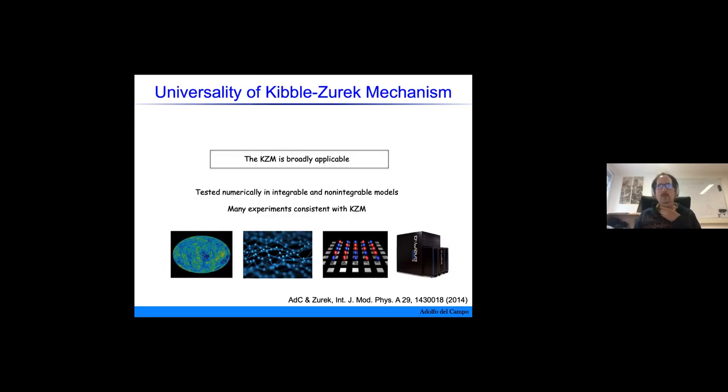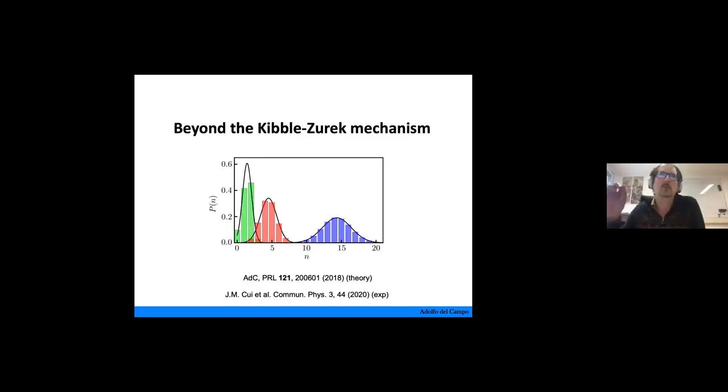By now, we know beyond these works that the Kibble-Zurek mechanism applies very broadly, has been tested as well in non-integrable systems, and there are many experiments that are consistent with it. Early ideas were introduced in a cosmological setting, but we have seen a flow to other fields: condensed matter, superconductors, soft condensed matter, quantum simulators, and more recently quantum annealing, which is the part on which I want to focus.